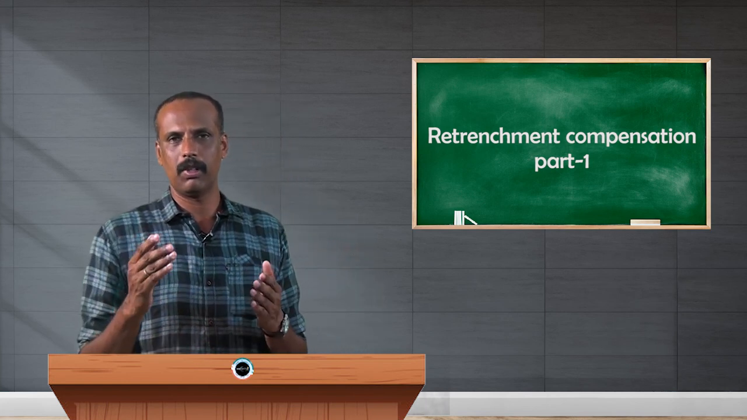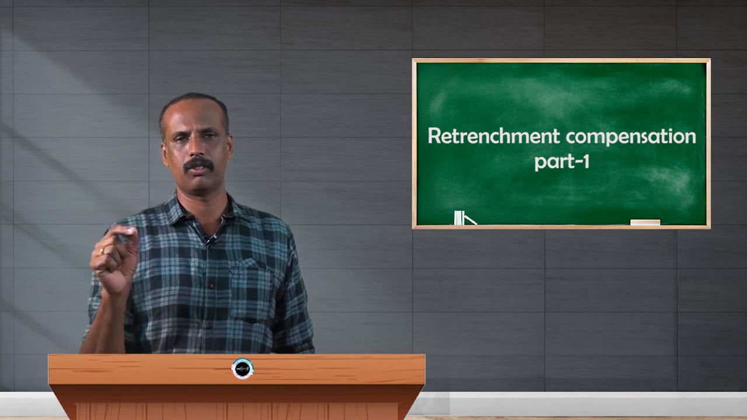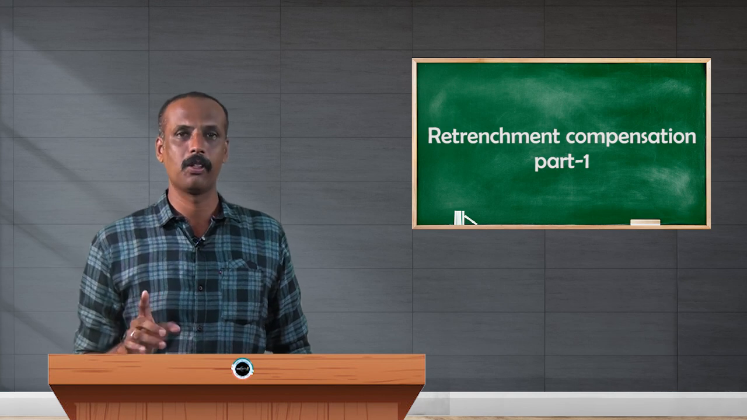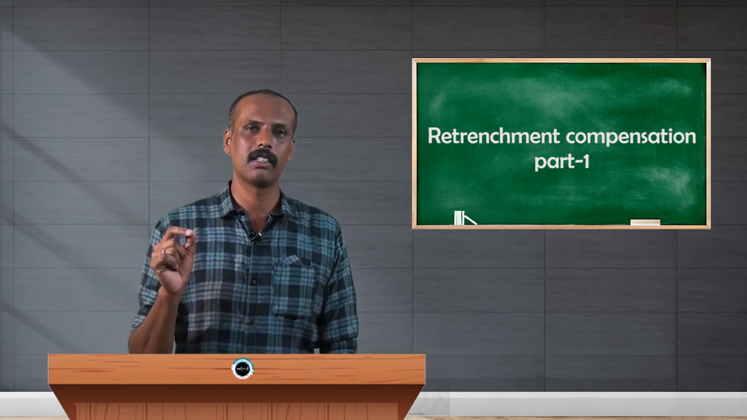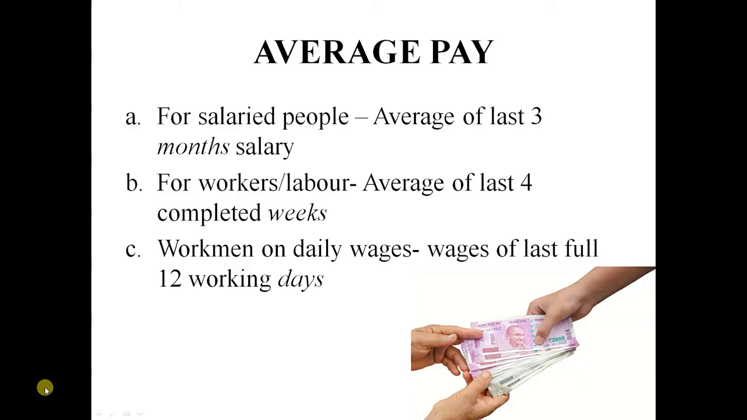Because we take the average monthly salary and divide by 26, you will get one day's salary. That should be multiplied by 15. So, this is in the case of the monthly salary. I repeat: in the case of a monthly salary employee, average pay is equal to the average of the last 3 months' salary at the time of retrenchment from service.